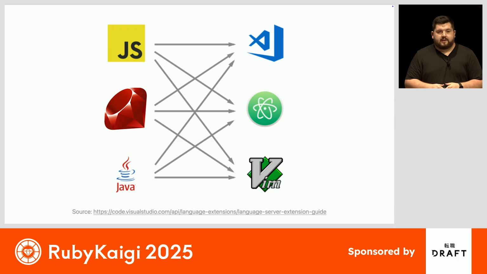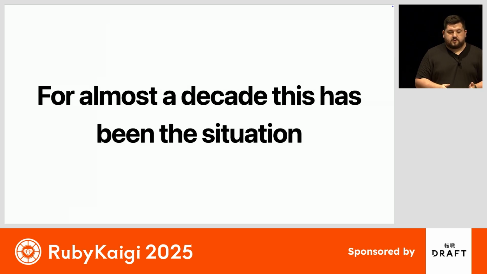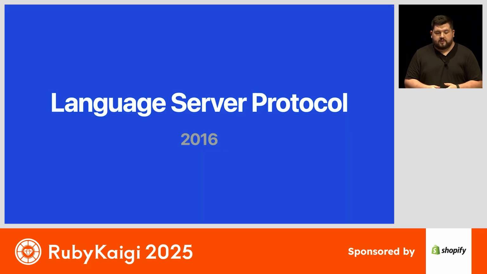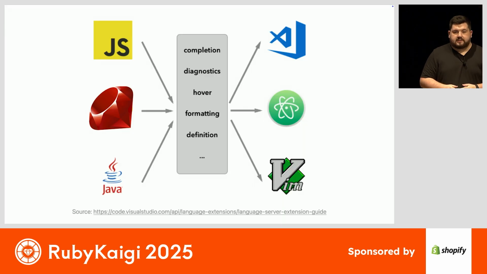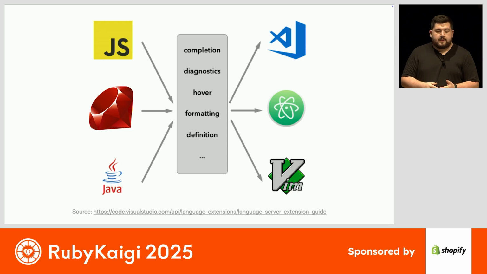It was typical back then that every editor that was introducing Ruby support had to write some integration to make Ruby work in their editor. And that's been mostly the situation for almost a decade, up until 2016, when Microsoft introduced the language server protocol. The idea of the language server protocol is that you can write one implementation of a so-called language server for one language, and each of the editors that support the language server protocol can use this too, and then have all these features built in as well.